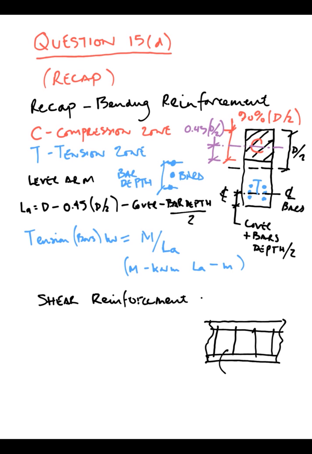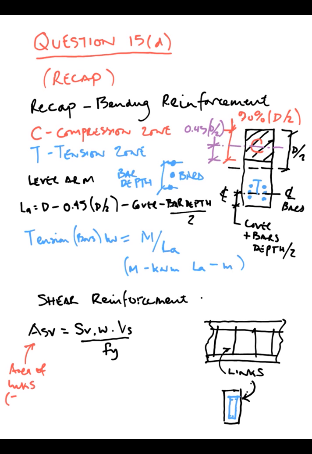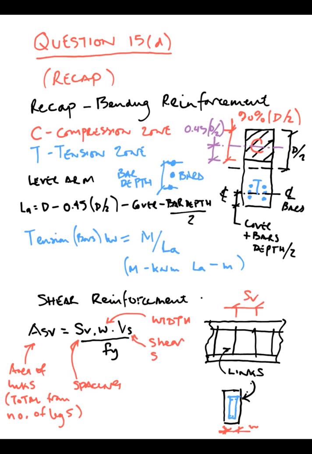The shear reinforcement, we draw the section on elevation and we have the links, and then we draw the section, and they're drawn in a loop with two legs, shown in this particular example. ASV equals SV W VS over FY. The area of the links is the total number of legs, the total area. SV is the spacing of the bars. W is the width. VS is the shear stress. And FY is the yield of the reinforcement.